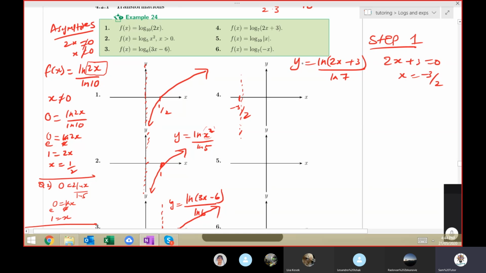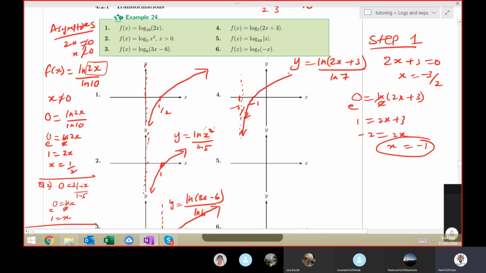Then I do my y equals 0. I know when I times it by log 7, I can get rid of it, so I'm just not going to write it. Exponential both sides. E to 0 is 1. 1 take away 3 is -2. Therefore, x equals -1. There's your intercept.